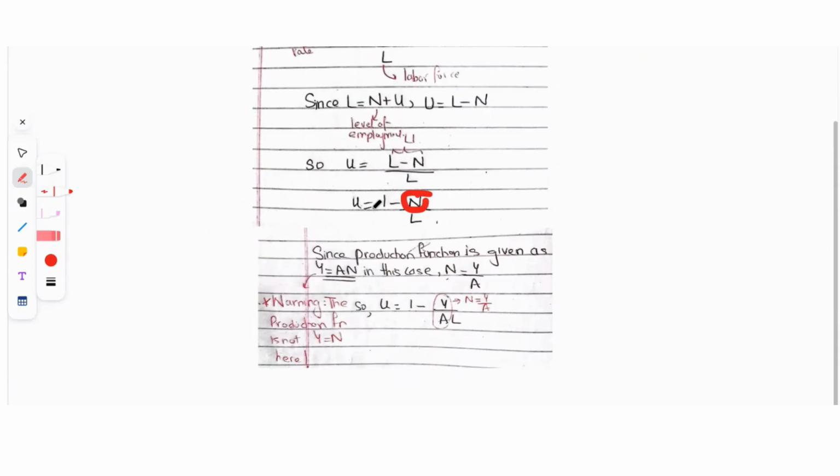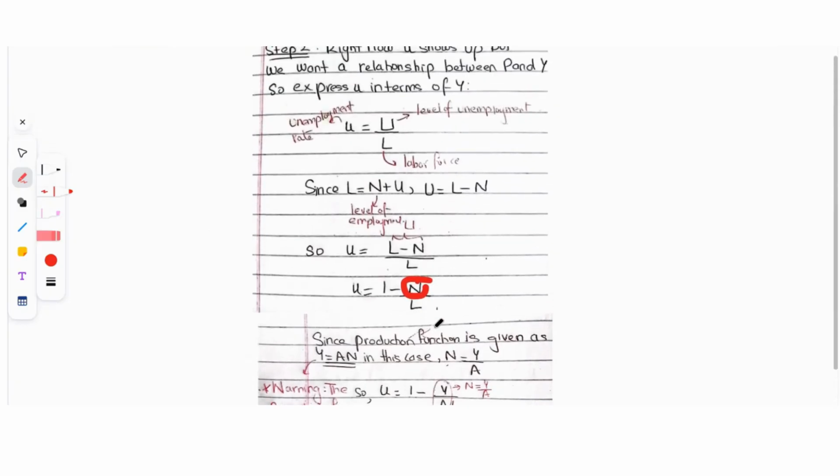Then you can write u is equal to 1 minus, instead of N, you just write Y by A, and then you get u is 1 minus Y by A. If you look in the text, under the production function Y is equal to N, u is just 1 minus Y by L. But here, because the production function is different, the relationship between u and Y changes. So when you're deriving the AS relation, you have to be careful about what your production function is when you're finding the relationship between u and Y.